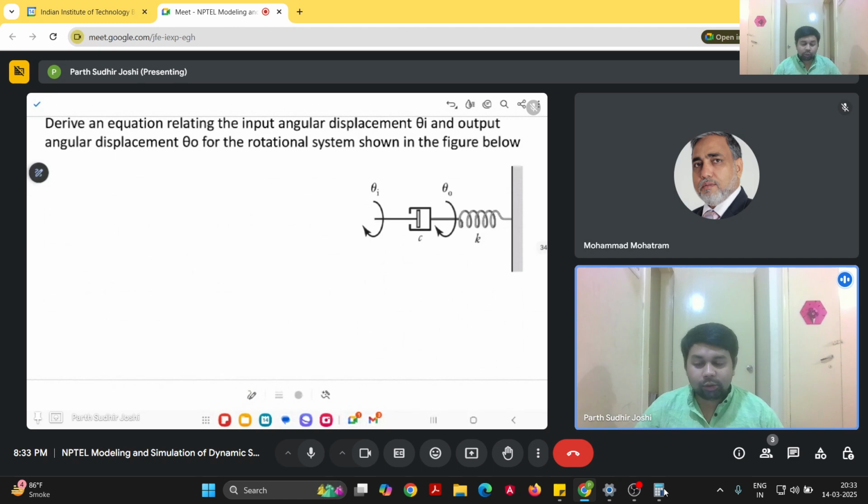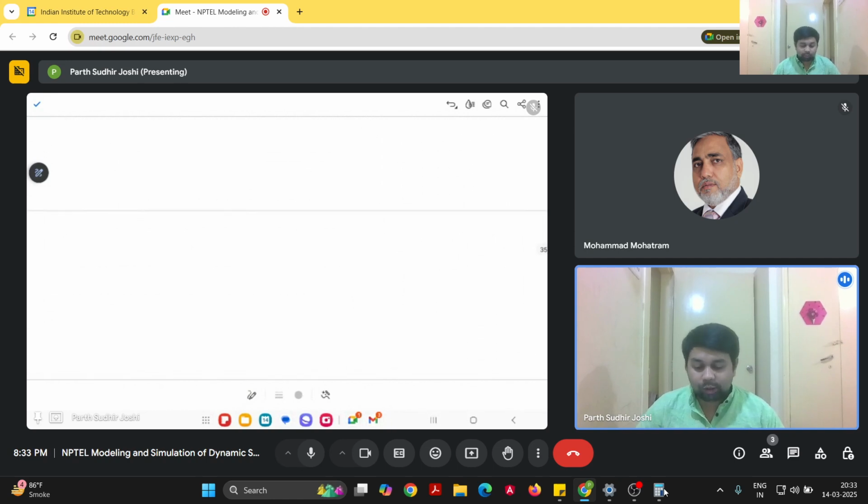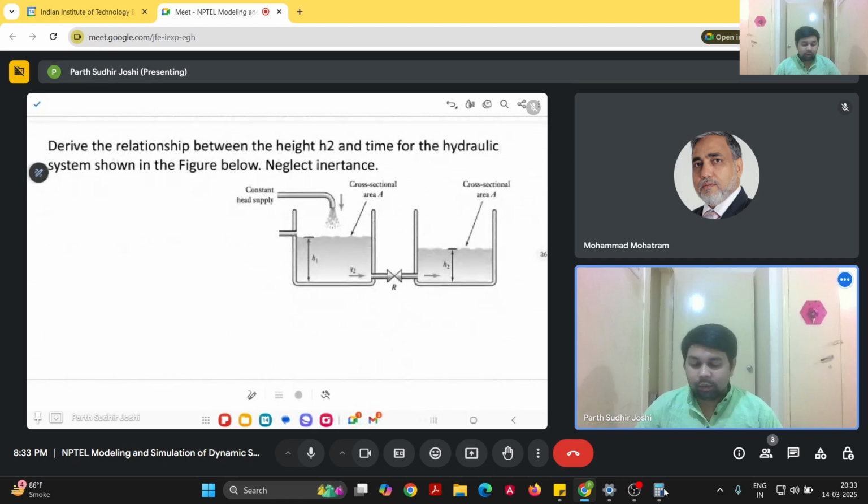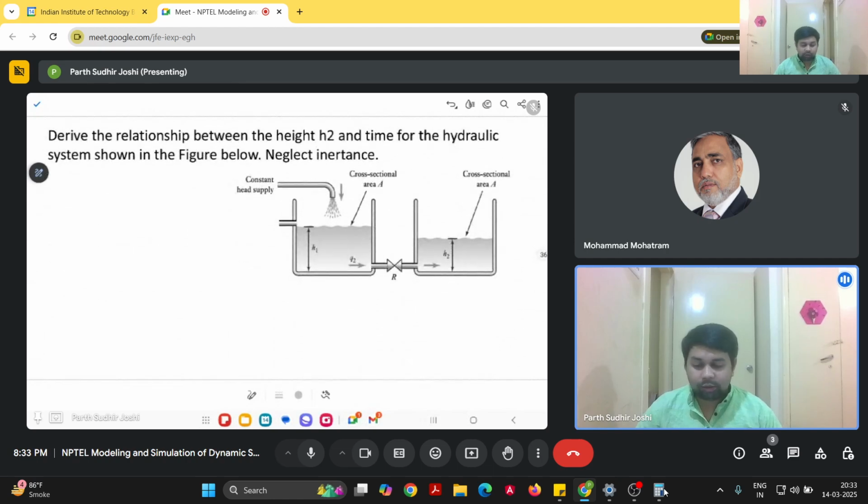I think we have discussed a lot of mechanical system examples, so we can maybe quickly go over. Yeah, so we have the hydraulic system example. So we can try this particular example first now.